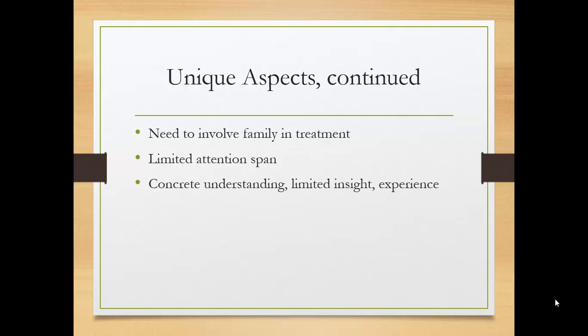The next bullet point really links to what I just said a moment ago, but one of the things about working with children that's very important is that we need to involve their families in treatment, because they're dependent on their parents, these older people, their guardians, to set the standard for how they live, and because the parents are sort of in charge of the home environment, we really need the parents to be involved in treatment.